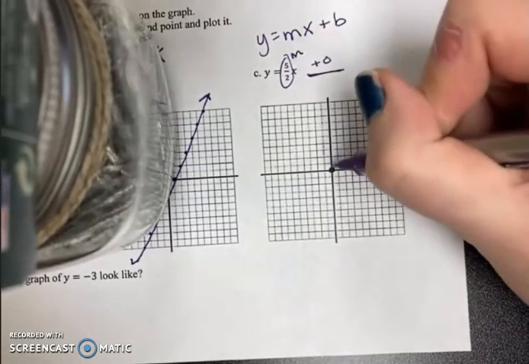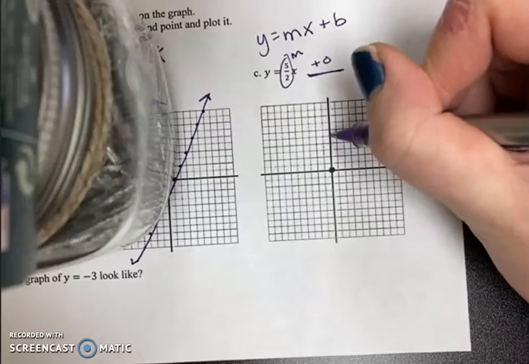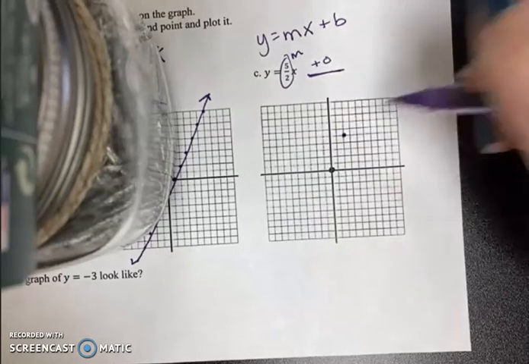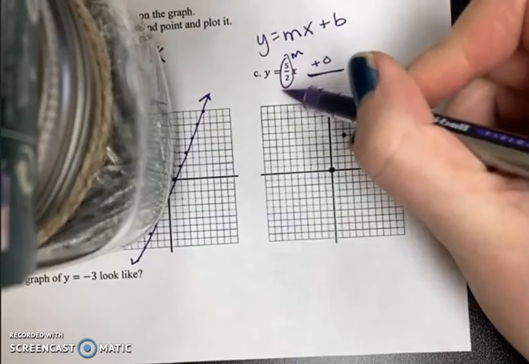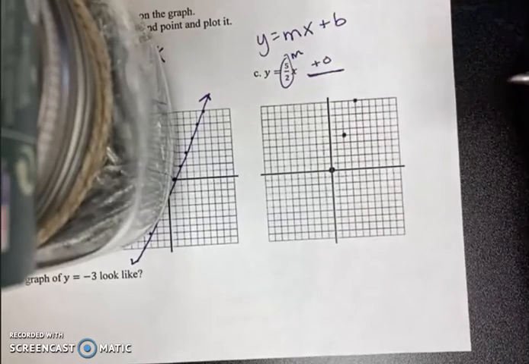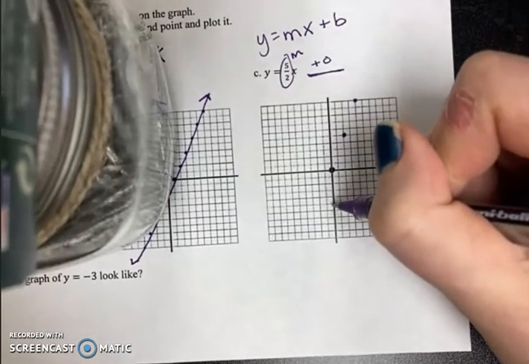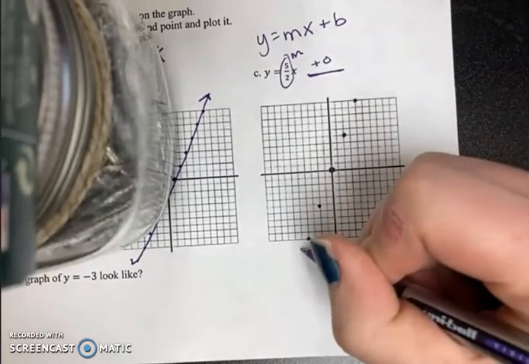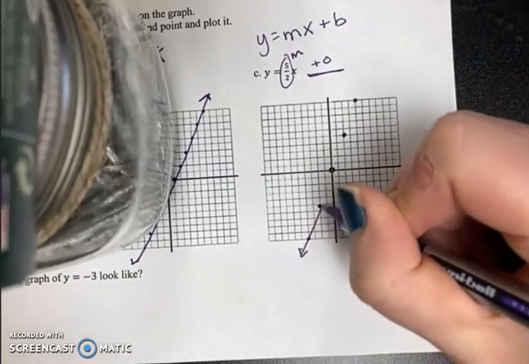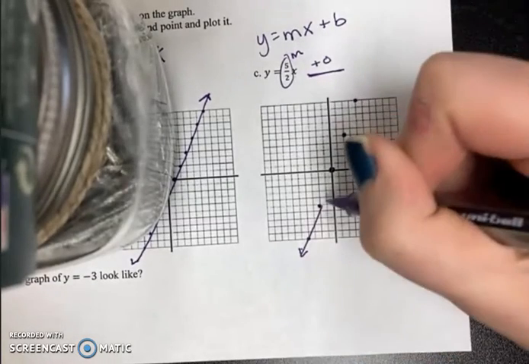5 over 2, so 1, 2, 3, 4, 5 up and 2 to the right. And I'm just going to do it one more time. Or I could have gone 2 negative movements, because that would still give me a positive slope. So down 5, right 2, down 5, right 2. Not the best at drawing straight lines. That's why I like to plot more points.